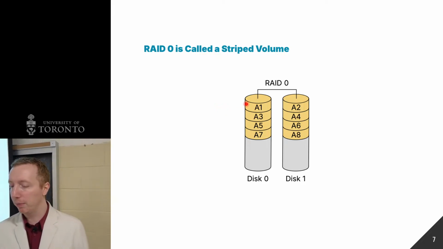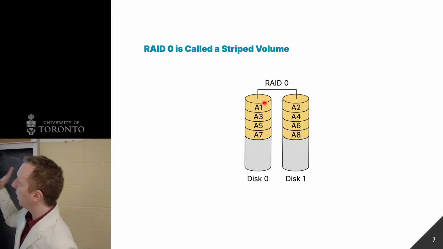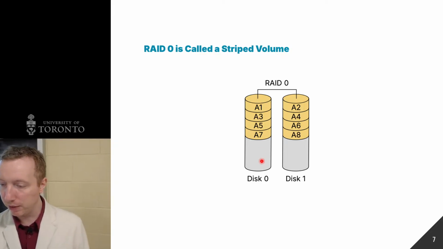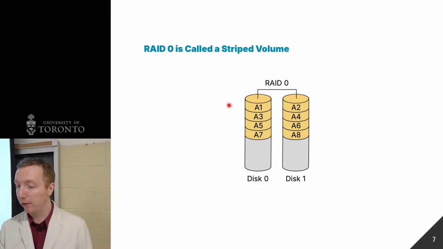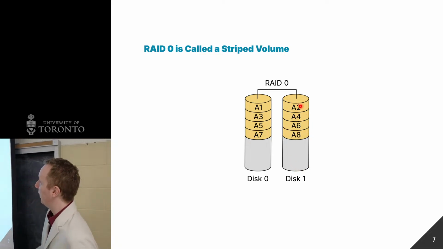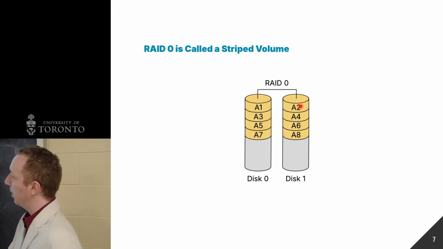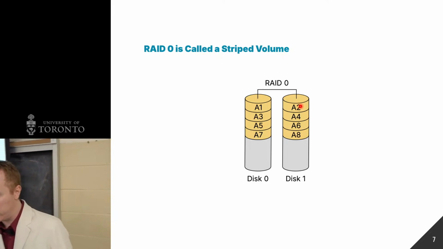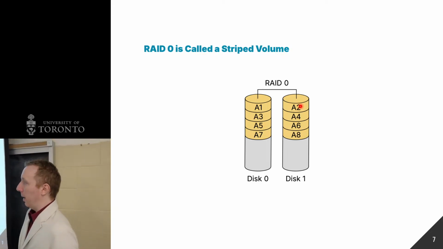So let's say we take a big file called A, split it up into 8 parts, and then we can put the odd parts on one disk. Each of these is a different piece of hardware. So this is one physical disk, an SSD, and another physical disk, an SSD or an HDD. You put half the information on one, half the information on the other. So why would we do this?